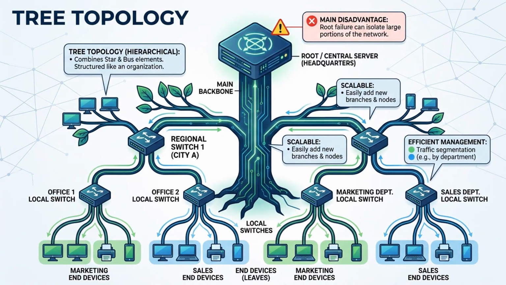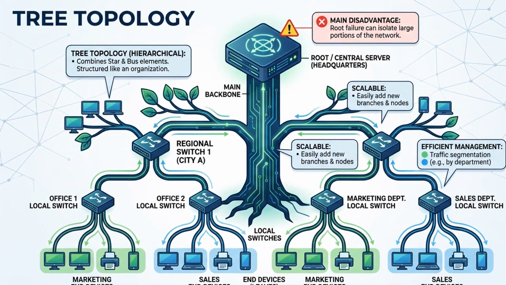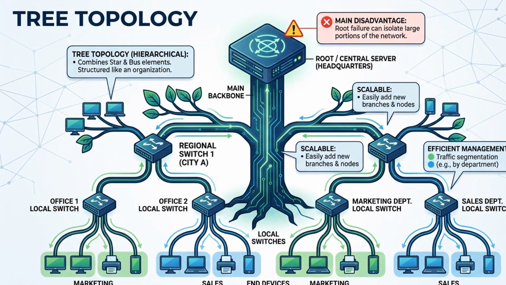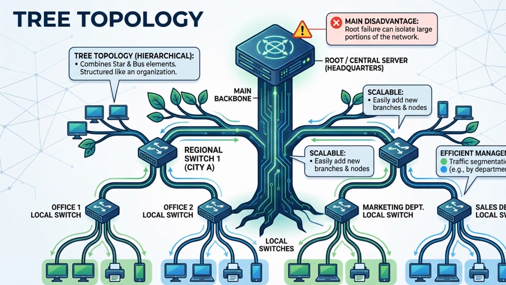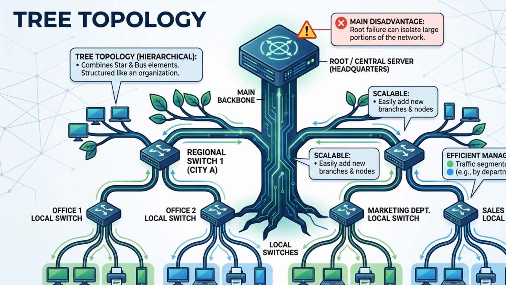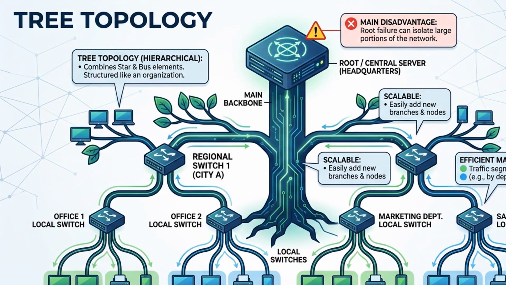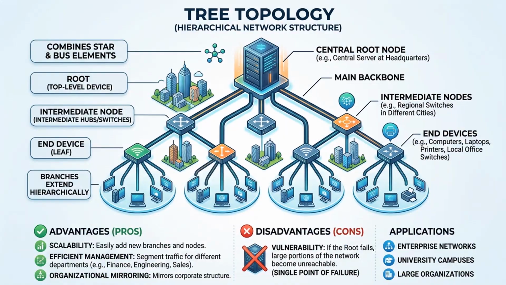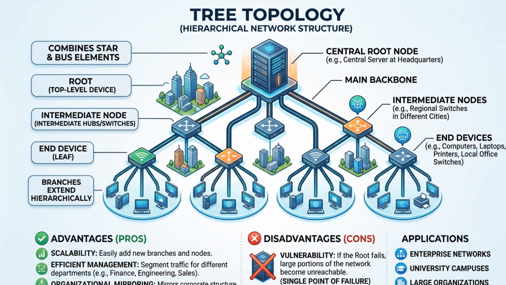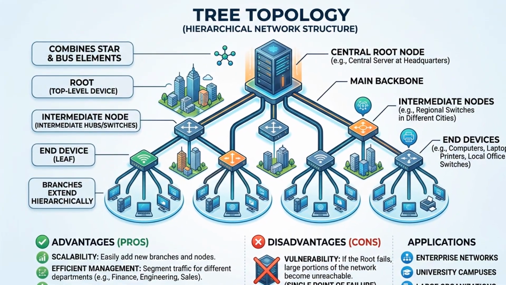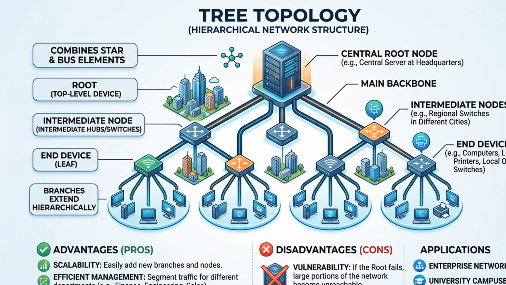Tree topology, also called hierarchical topology, combines elements of star and bus topologies. Think of it like a tree. The top of the tree is the root, usually a powerful central device. Branches extend from the root to intermediate nodes, and leaves extend from those nodes to end devices. In a corporate network, you might have a central server at headquarters, regional switches in different cities, and local switches in each office. This hierarchical structure mirrors how organizations are structured.